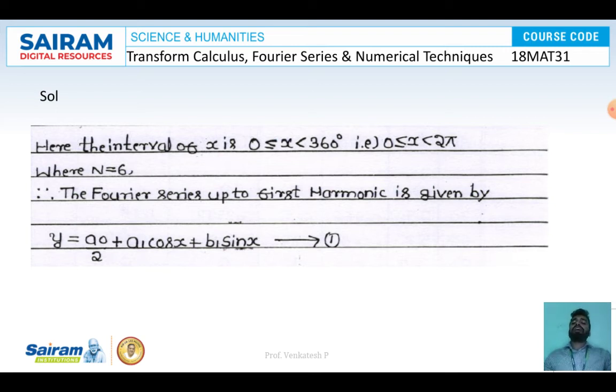So here the range of x will be 0 less than or equal to x less than 360, that is 0 less than or equal to x less than 2 pi. And in this problem the value of n will be equal to 6, they have given. So now the Fourier series up to first harmonic is given by y is equal to a0 by 2 plus a1 cos x plus b1 sin x.